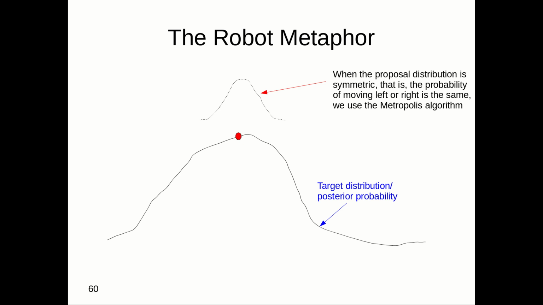so now we need to look again at the properties of the proposal distribution. If this proposal distribution, as is the case here, is symmetric, then we use what we call the Metropolis algorithm. So this is the simple case. If the proposal distribution is symmetric, we have the same probability of moving 1 meter to the right as we have of moving 1 meter to the left. That's no problem.